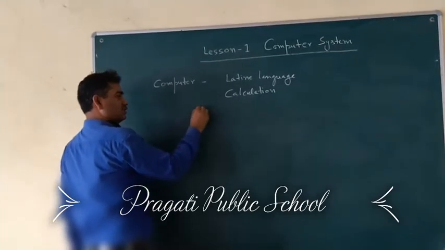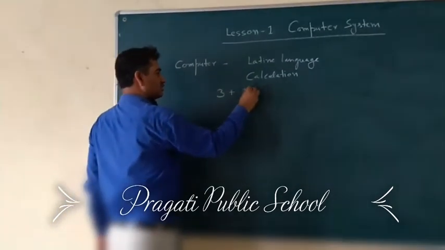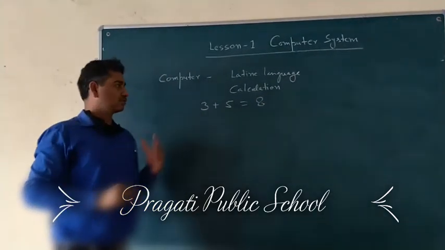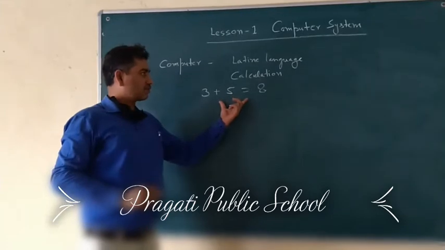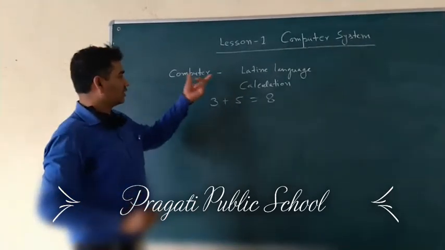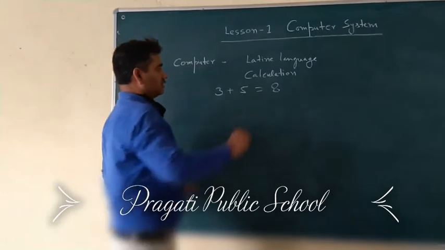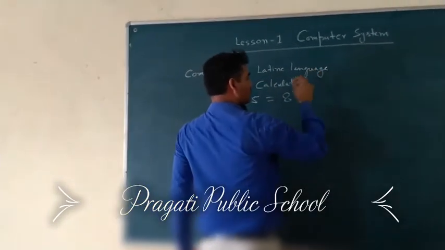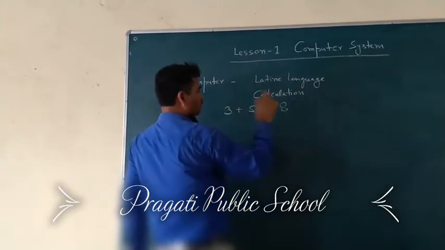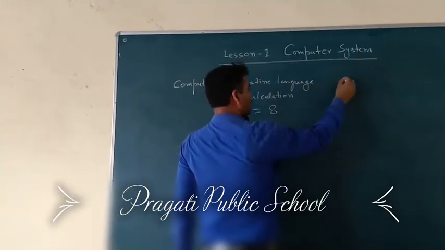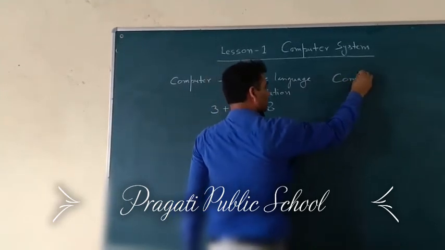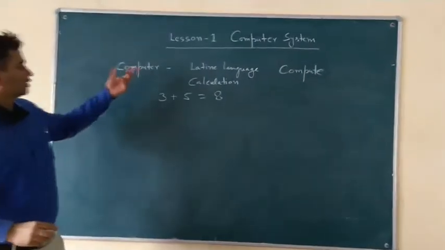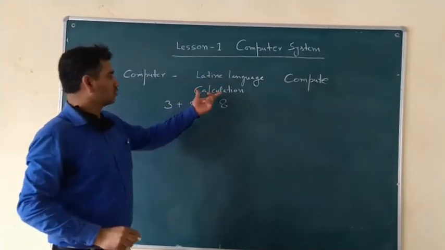Calculation. Which type of calculation? Suppose 3 plus 5 is equal to 8. It is this type of calculation. This word computer is made from compute. Compute means calculate. Computation means calculation.